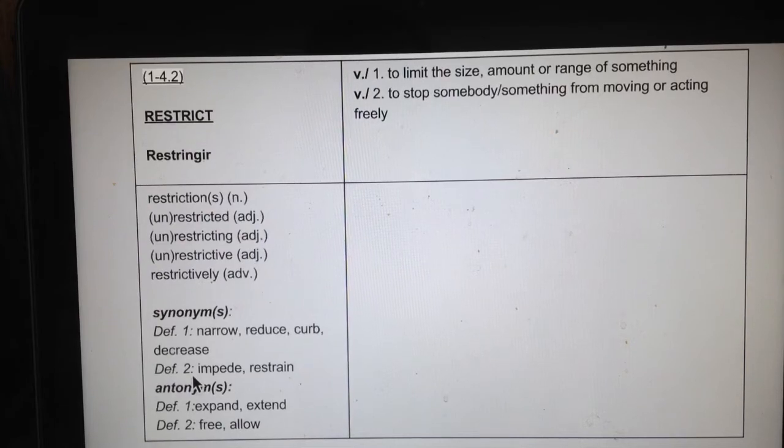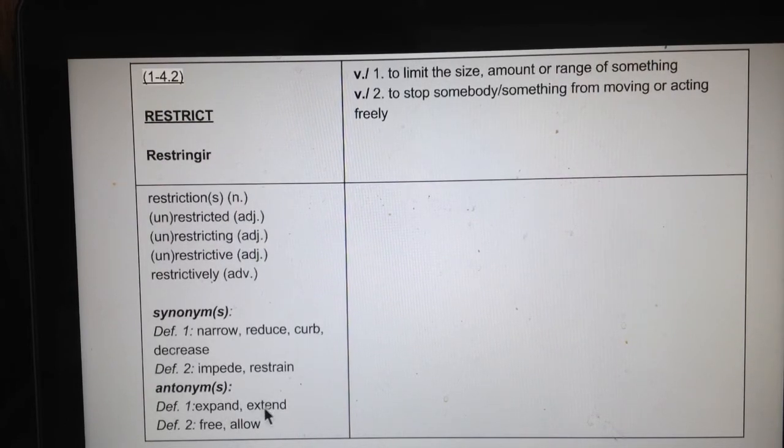And definition 2, which is preventing people from moving or acting freely, we have to restrain, which actually has a connotation of really just not letting people move at all. Sometimes if we put somebody in handcuffs or put rope around them, that's restraining, like a police might do to a criminal. Impede means like get in the way, has that connotation of getting in the way of somebody. Like when you're driving to school and there's an accident, it might impede your process or impede your drive to school.